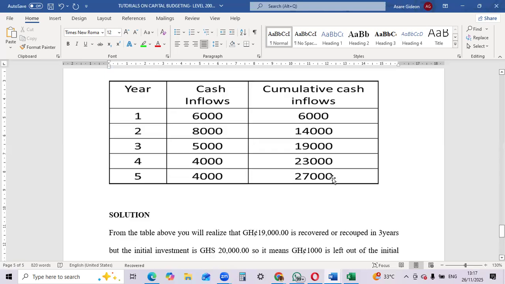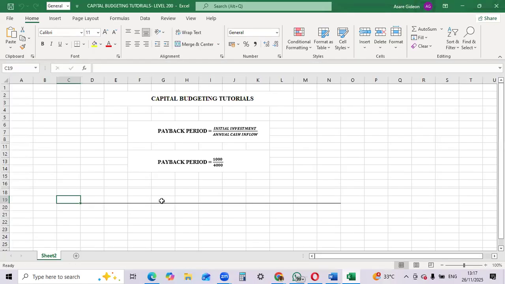Now let's go to our Excel so that we can make some sense out of this particular question. So basically, the formula for calculating the payback period is initial investment over annual cash inflow. Okay, initial investment over what? Annual cash inflow. Now, let's try to do something here.